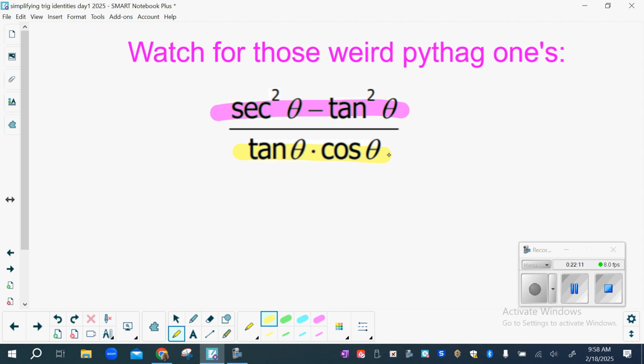What is it? It's so nice. It is just 1. Secant squared minus tangent squared. You don't have to do any gypsy magic to it. It's just 1. But you have to watch for it, right? So the top is just 1. Now, with your neighbors, can you clean up the bottom?